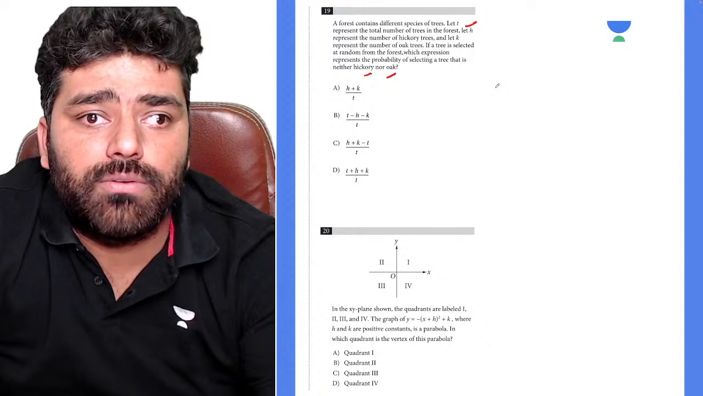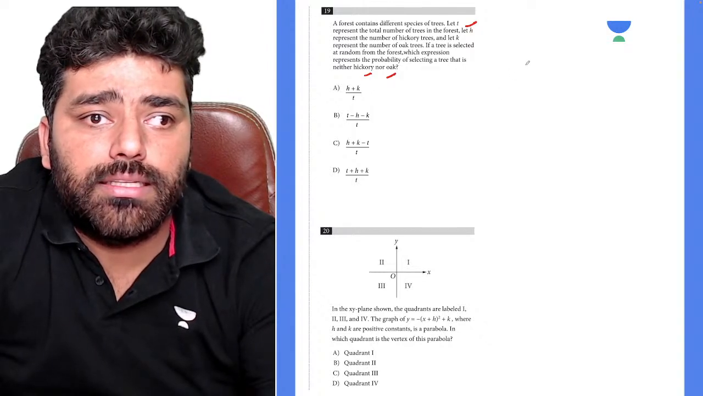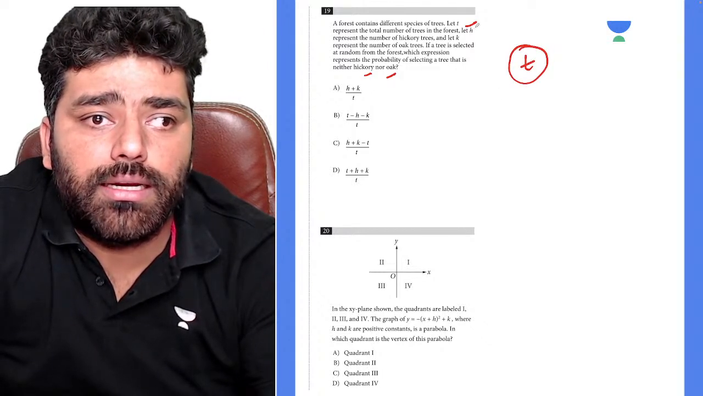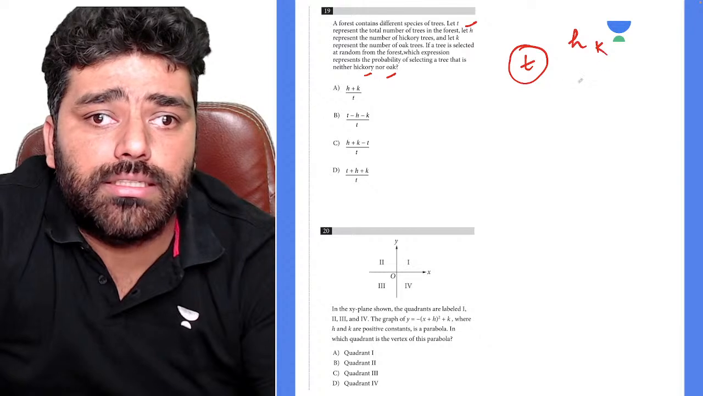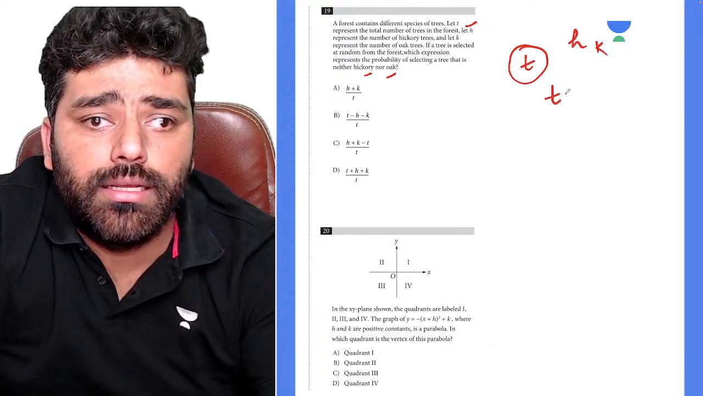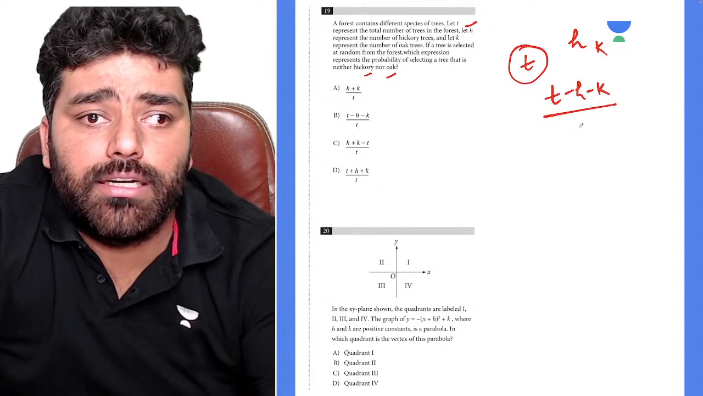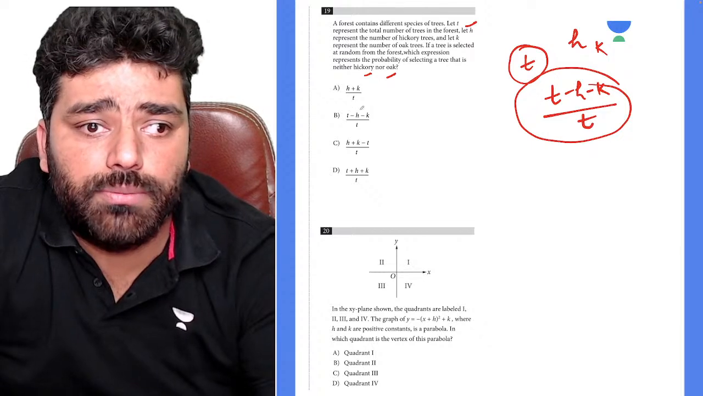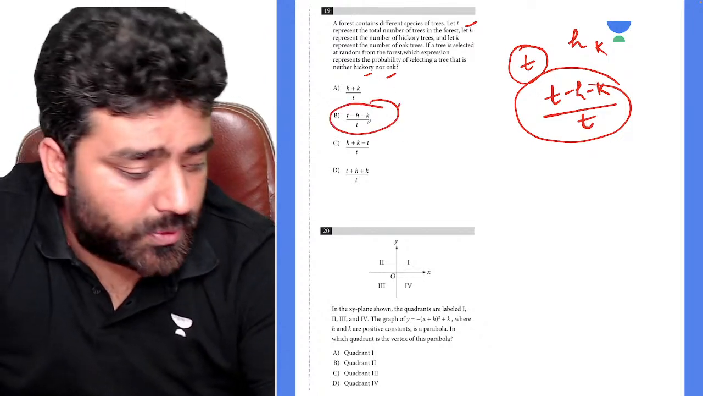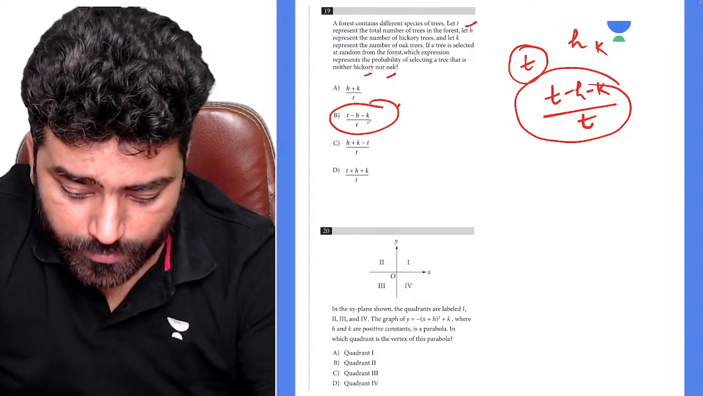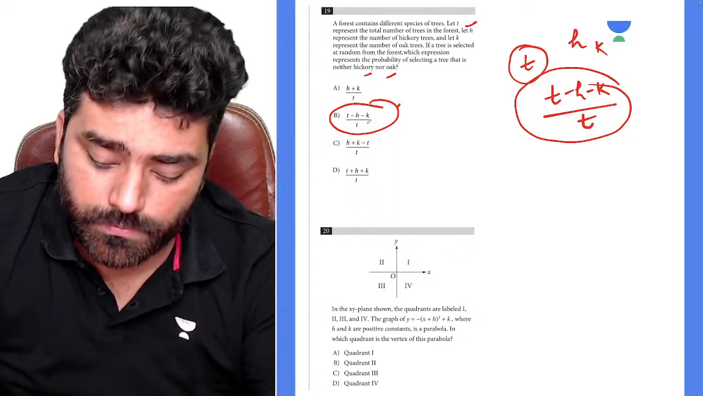Okay, how many types of trees are there? Let T be the total, and H is this, and K is this. So those are not, so T minus H minus K, divided by the total number of trees. So it should be B, right? The B should be the probability. Right, guys?